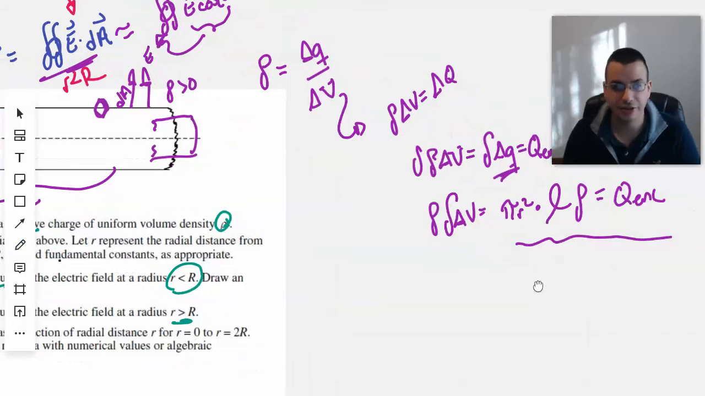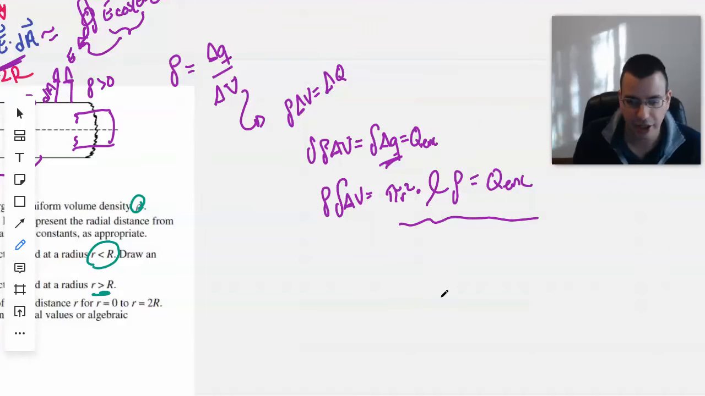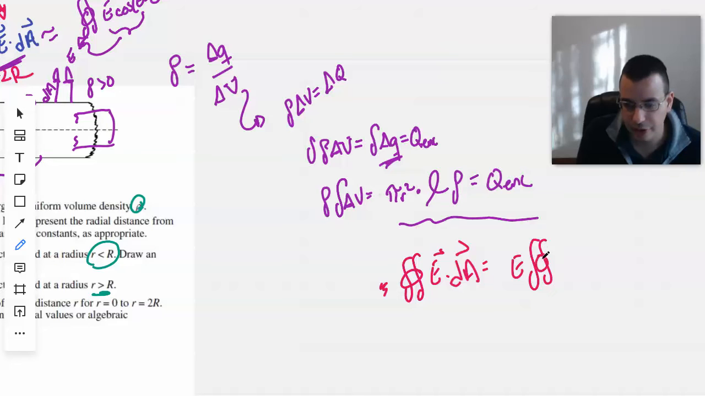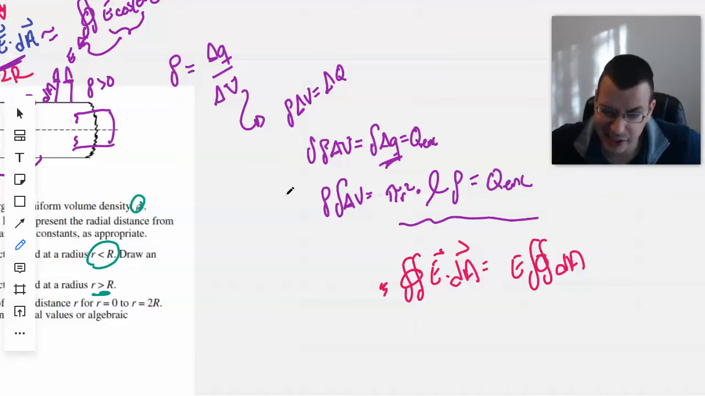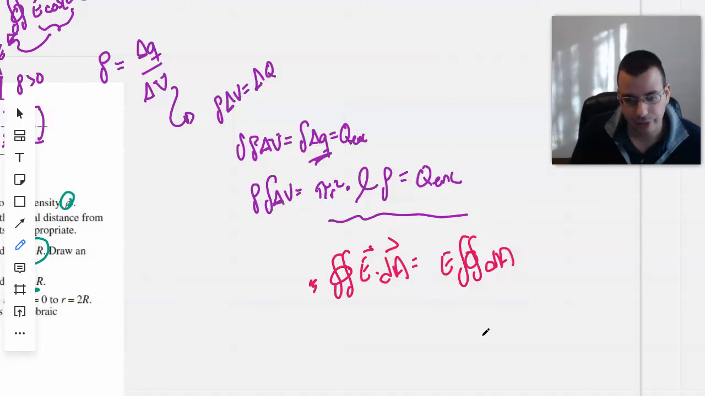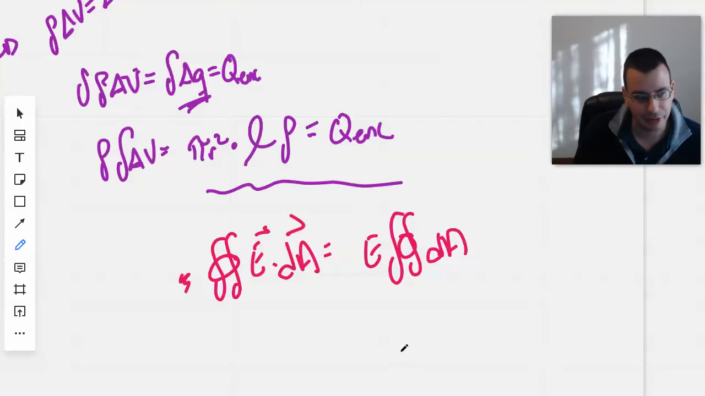Then we need to find the other side. Since the electric field and the angle between the electric field and the area will be constant all over our Gaussian shape, which is a cylinder, we have the integral of E dot dA equals electric field magnitude dA. I left the cosine of theta out because the cosine of theta is cosine of 0, which is 1, and therefore can be ignored because it's the identity element for multiplication.